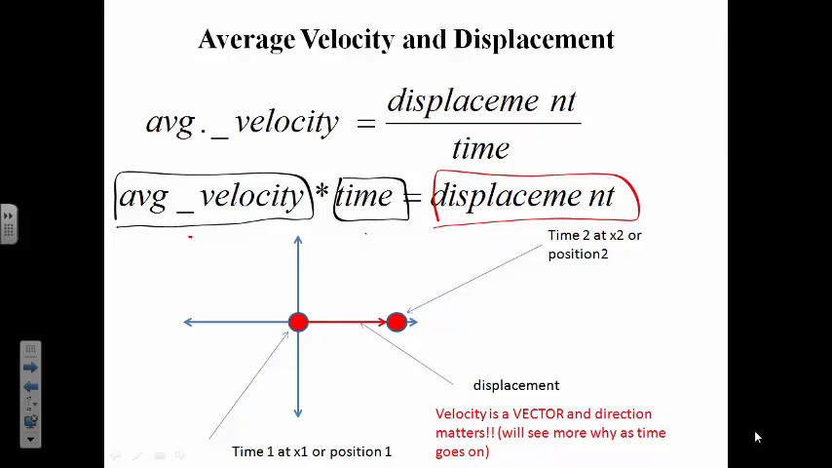So you can think of it as two different ways. Either you can take your displacement and divide it by time to get your average velocity, or if you have some average velocity times your time, that'll give you the displacement you had during that time. And please keep remembering that velocity is a vector and the direction matters. So it tells us whether we're going to the right or to the left, and velocity tells us how quickly we're doing that.